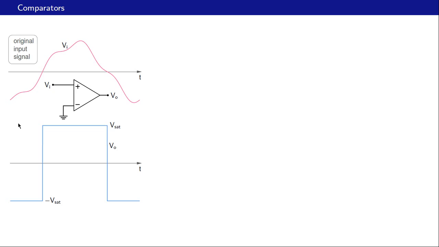Alright, so this is the situation we consider. This is our input voltage, and once again we have connected the minus input to ground and the plus input to Vi. So the expected output is given here. When Vi is positive, we expect the output to be plus Vsat, and when Vi is negative, we expect the output to be minus Vsat, here as well as here.